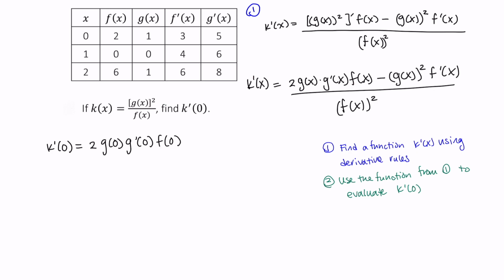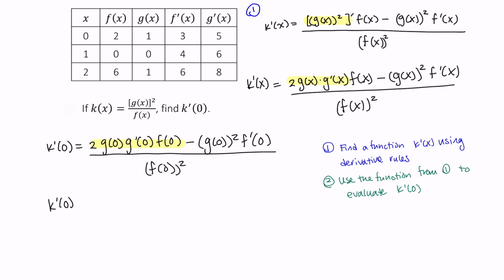And remember, this came strictly from this part here where we applied the chain rule, took the derivative of the outer function, left the inside as is, which is why we still have the g of x, and then multiplied that by the derivative of the inner function. So that's where this comes from. Minus g of 0 squared times f prime of 0 over f of 0 quantity squared.